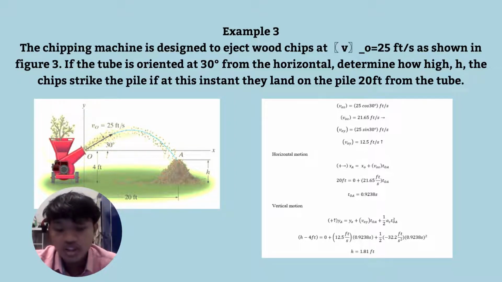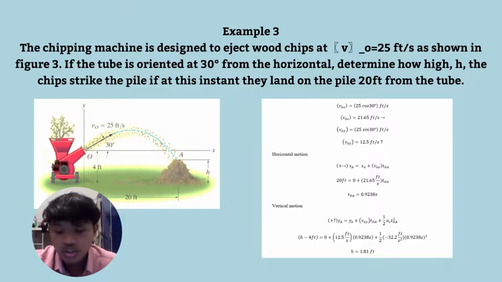First of all, we must find the component velocity. Velocity Ox equals 25 cos 30 feet per second, and we will get 31.65 feet per second. For the initial velocity Y, we get 12.5 feet per second.